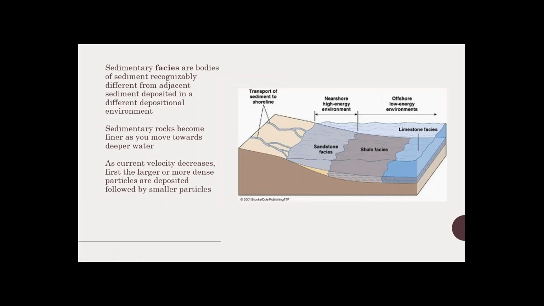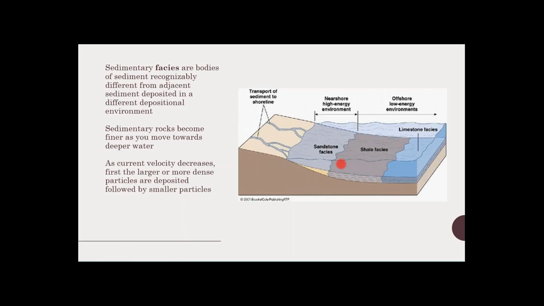Okay, so the first thing I wanted to go over before actually getting into the rock types and the fossils that you find in them is the idea of facies. I put the definition here for you. Sedimentary facies are bodies of sediments that are different from adjacent sediment deposited in a different environment. Basically what that means is that as you move towards the middle of the ocean, the rocks that are in the middle versus the rocks that are on the coast versus the ones that are towards the deep sea are going to be very distinguishable from the ones next to them.